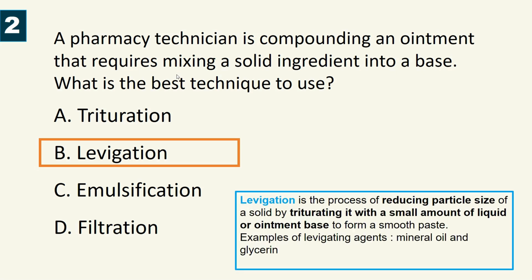Levigation is a process where you first reduce the particle size of the solid by powdering it using the trituration method in a mortar and pestle. If you want to mix that powder with the ointment base, you have to make a paste of it. To make that paste, you levigate the powder with a levigating agent. Commonly used levigating agents are mineral oil and glycerin.